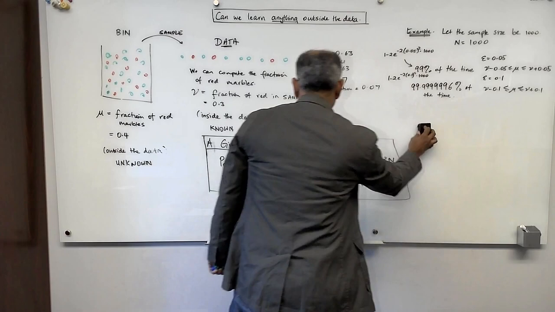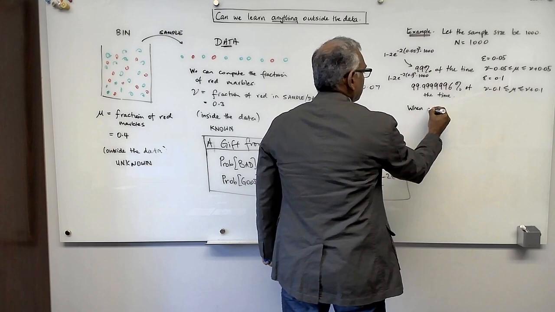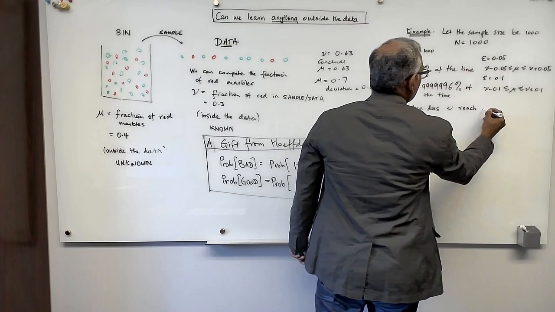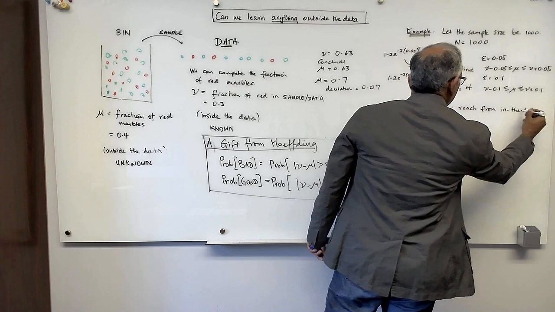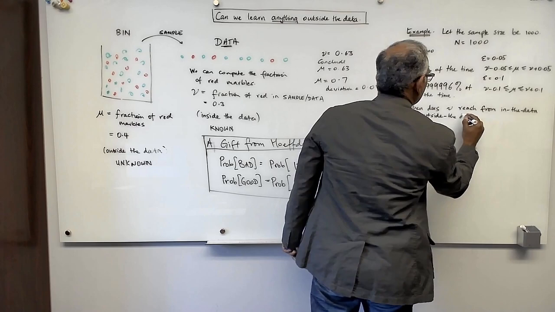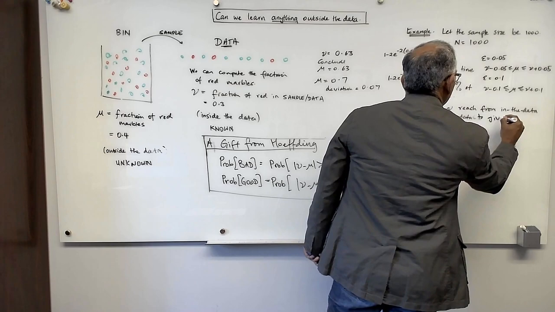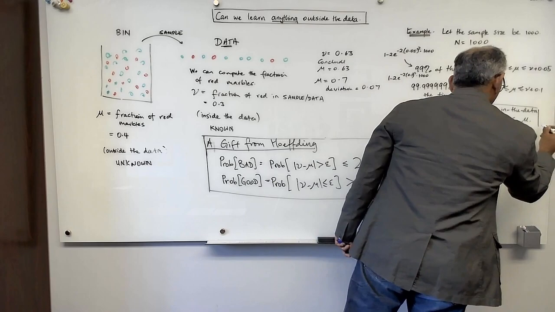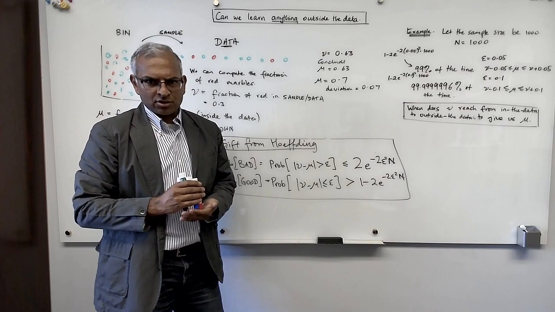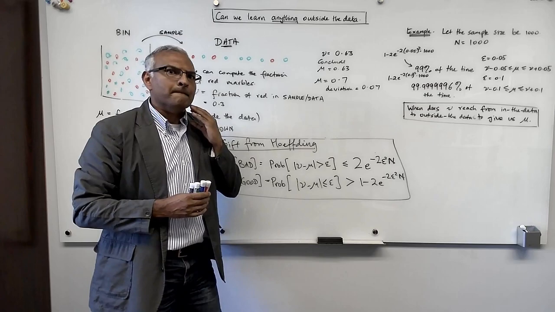So, when does nu reach from in the data to outside the data to give us mu? Let's try to summarize this discussion in a set of best practices, and in some cases they're not just best practices, but they are essential practices.